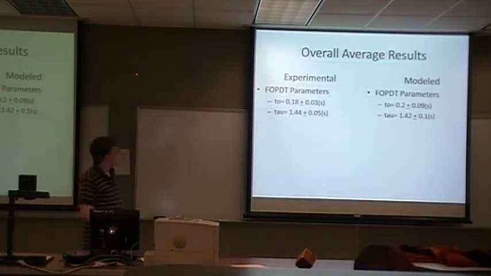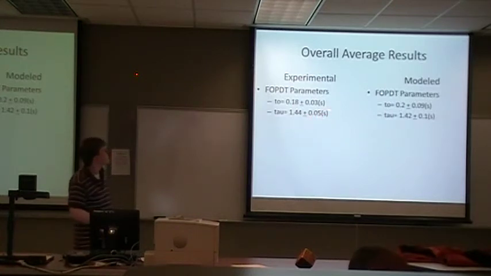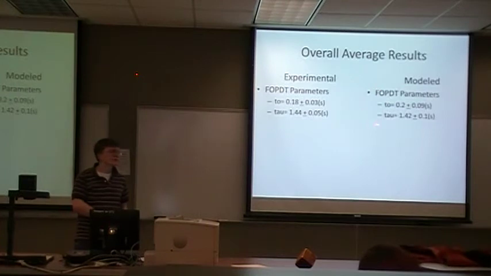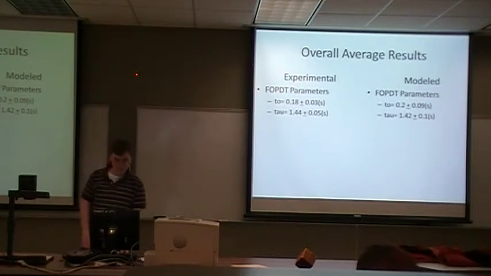And here are our overall average results. FOPDT parameters for the experimental: T0 was 0.18 seconds plus or minus 0.03 seconds. Tau is 1.44 plus or minus 0.05 seconds. For the model, T0 was 0.2 plus or minus 0.09 seconds, and tau was 1.42 plus or minus 0.1 seconds.